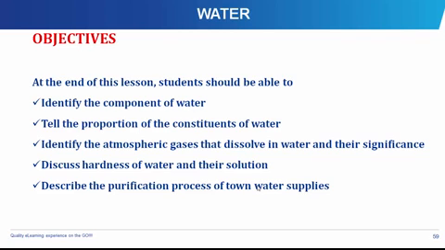Talking about water. In this class, we're expected to be able to identify the components of water. We're able to tell the proportions and constituents of water. We should be able to identify the atmospheric gases that dissolve in water and their significance. We are supposed to discuss the hardness of water and their solution, and also describe the purification process of a town water supply.